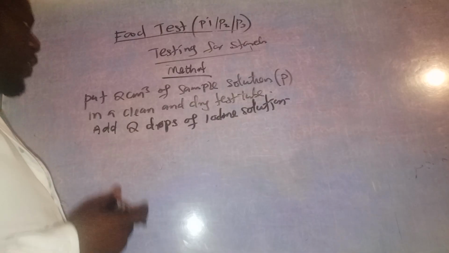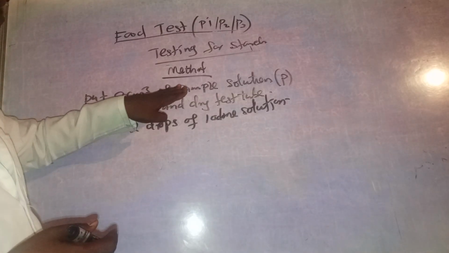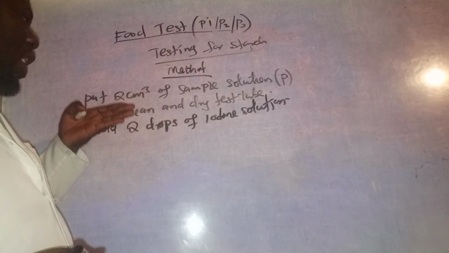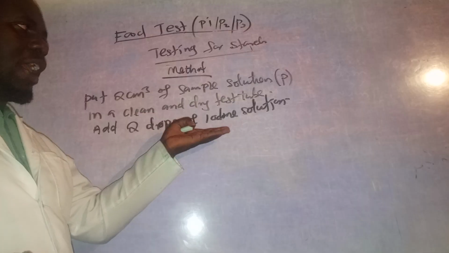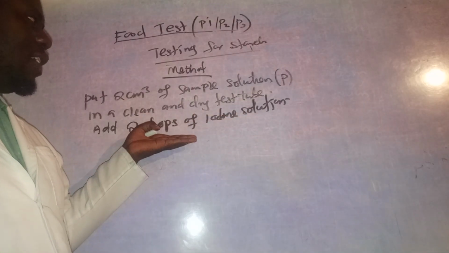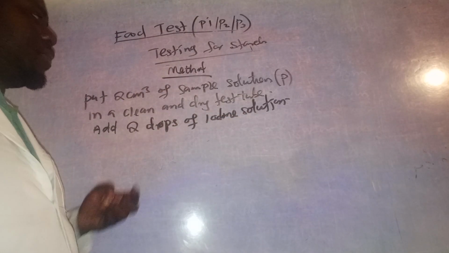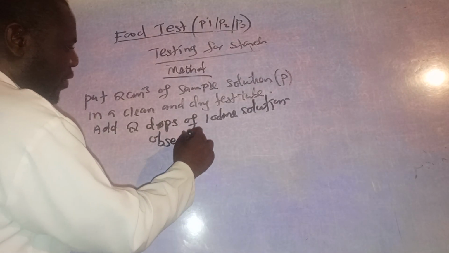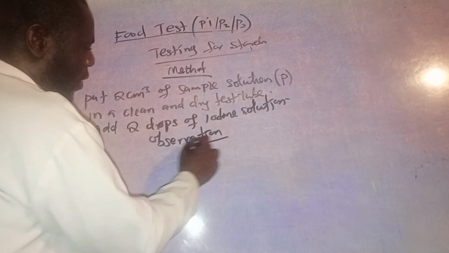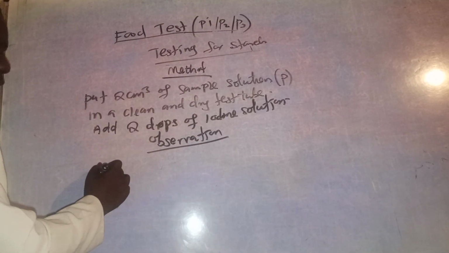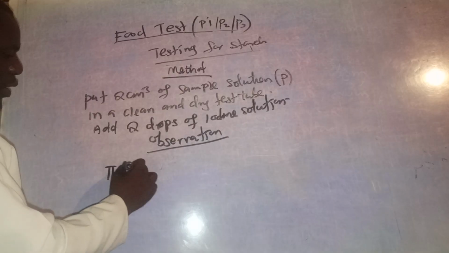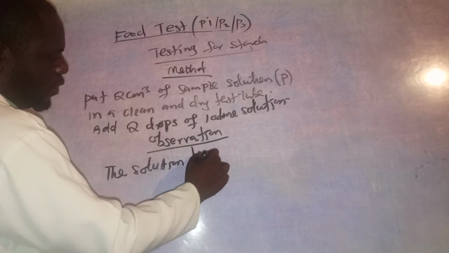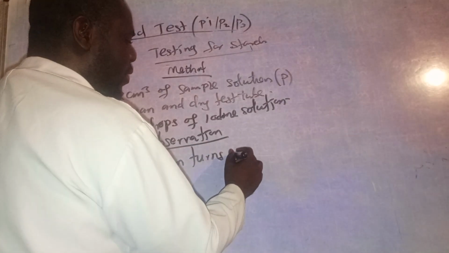So method: you put 2 cm³ of sample solution P in a clean and dry test tube. Then you add 2 drops of iodine solution. As I said, for iodine we use drops. Then you observe what will happen. So if the solution turns black.